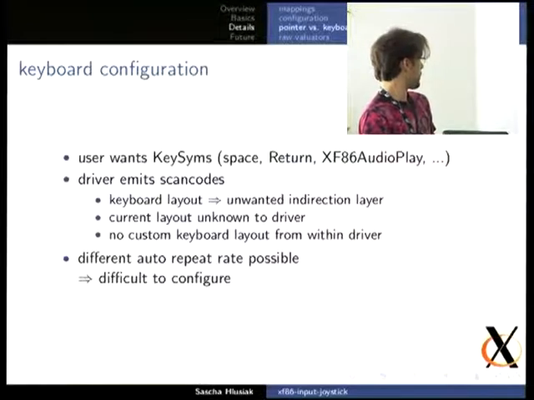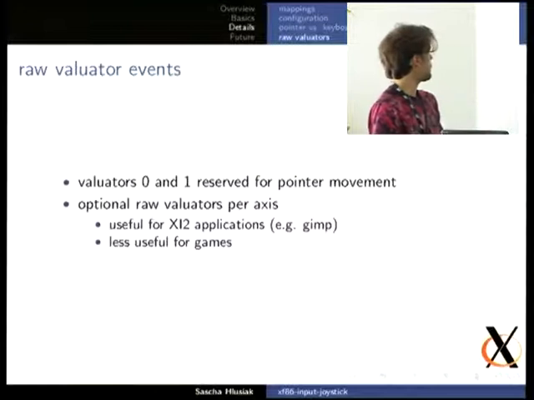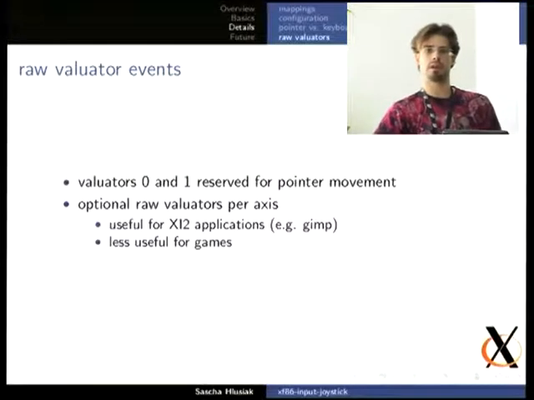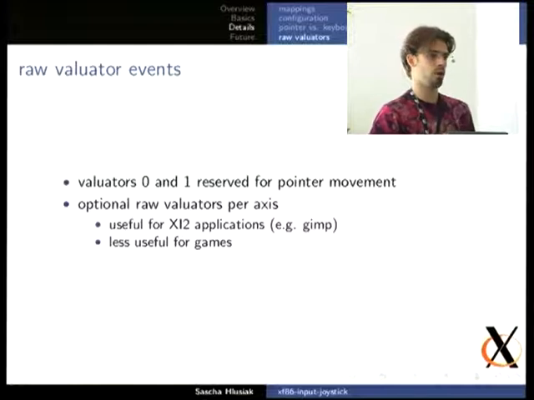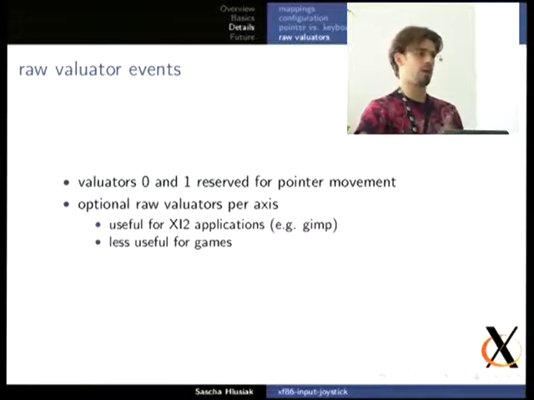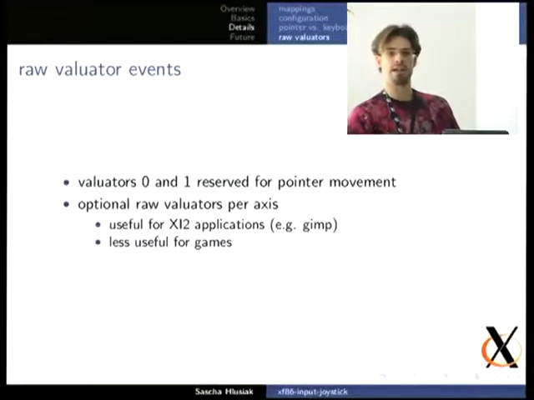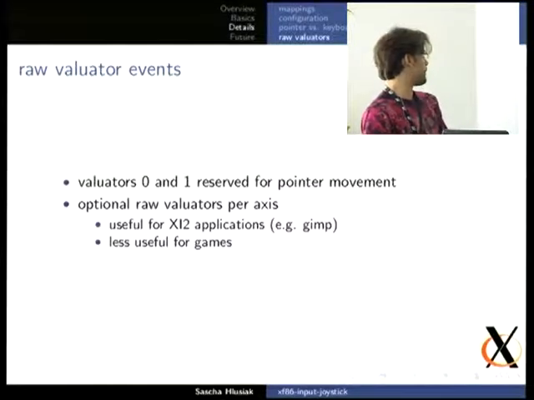What is possible right now that's pretty great is auto-repeat, so you can configure a different auto-repeat for the physical keyboard and for the joystick. The module creates raw valuators. Valuators 0 and 1 are usually reserved for pointer movement, but it also allows you to have one valuator per axis. So as I said, you can use it in GIMP: I have 6 axes, I want to have pressure, I want to have, I don't know, what you could do with it. You actually could create XI2 applications to use all of the joystick features. I think it's less useful for games.